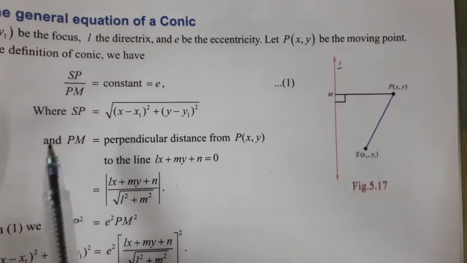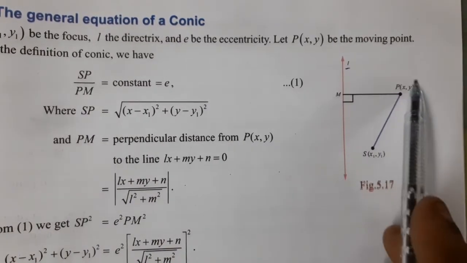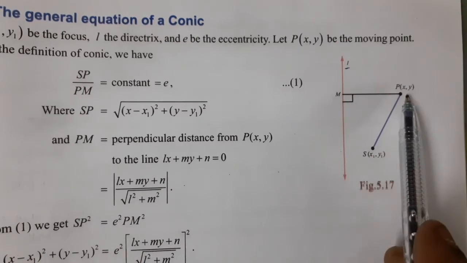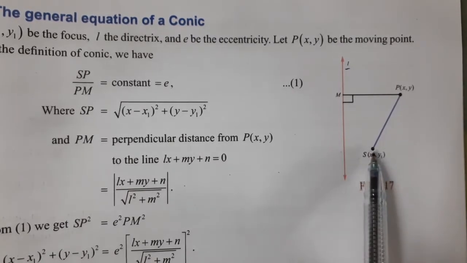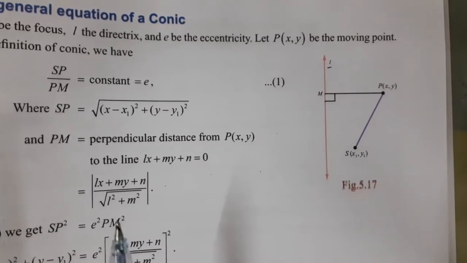What is meant by the eccentricity? I will explain that next. Let P be any point, the moving point. S is the focus, the fixed point. P, with coordinates x comma y, is the moving point, and its path is the locus. S is the fixed point; the fixed point is called the focus, as I already told you.